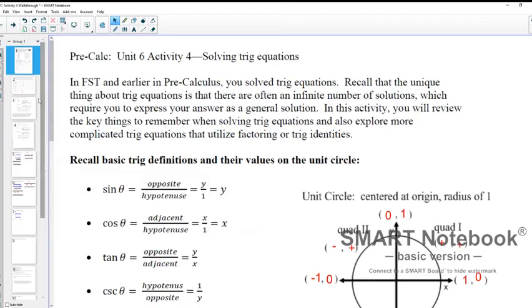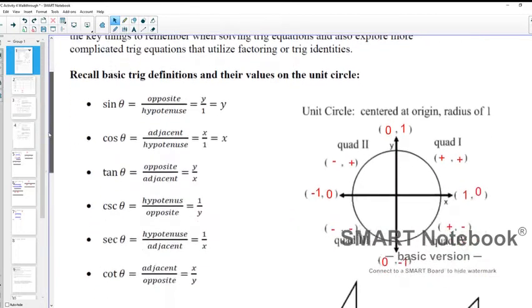Solving trig equations. Some reminders up there, remembering that when we solve trig equations, what's unique there is they may have an infinite number of solutions, so that's going to require us to express our answers as a general solution. In this activity, we're going to review those key things to remember when we're solving those trig equations, and also explore some more complicated ones that utilize factoring or some of our trig identities.